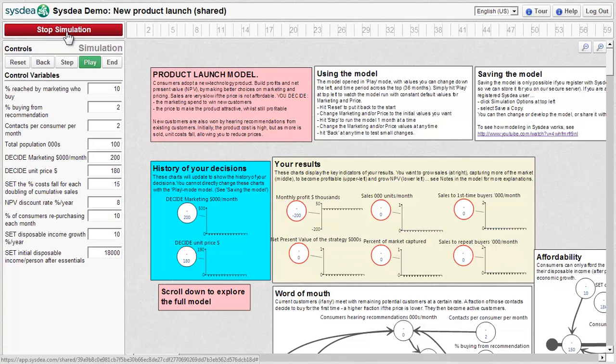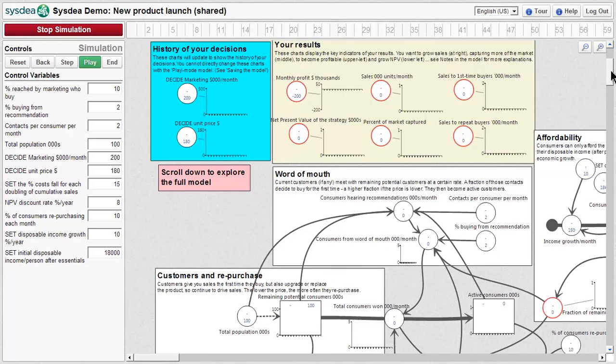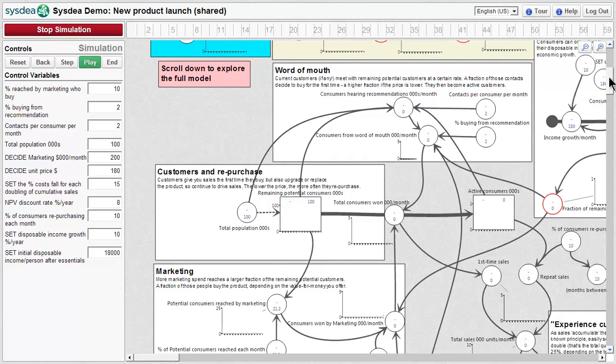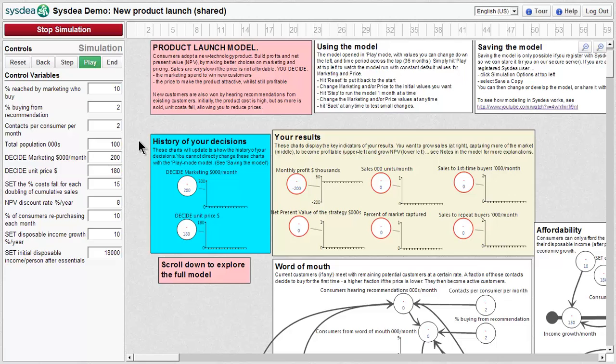And now you can play this through. So this is a product launch model, and if I just scroll down a little bit, it shows a history of your decisions up here on the left. Your results will play out next to that, and down below that is the working guts of the model itself, which is pretty much the screenshot I just showed you. So what you can do, there's a range of parameters on the left hand side, and the model lists all of those parameters.